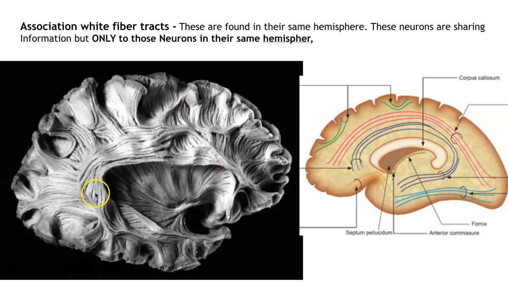So association tracks, they are only sharing information within their respective hemisphere. Hemisphere, did not spell that right.